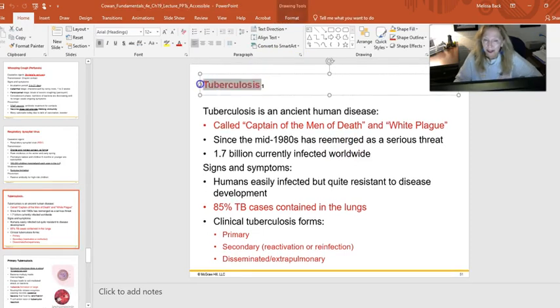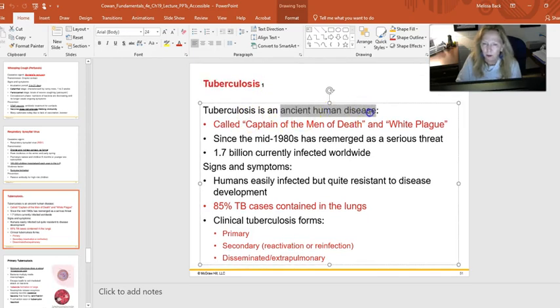Tuberculosis is caused from a bacterium, Mycobacterium. There are a couple of different species. One of them is Mycobacterium tuberculosis. There's also the Mycobacterium avium intracellulare complex. It is referred to sometimes as MAC, M-A-C. Tuberculosis has been around for as long as there's been written history. We've read about people with signs and symptoms that we know were most likely from tuberculosis. So it is a serious threat.